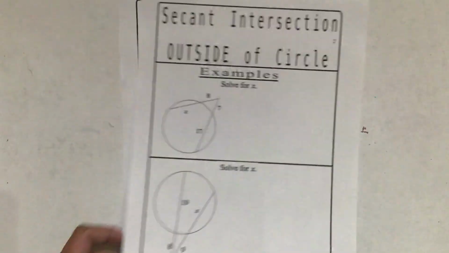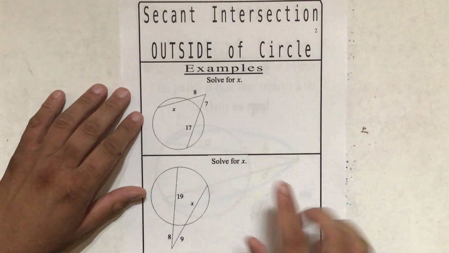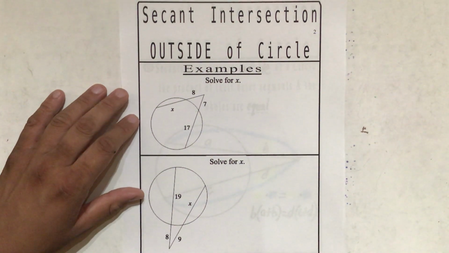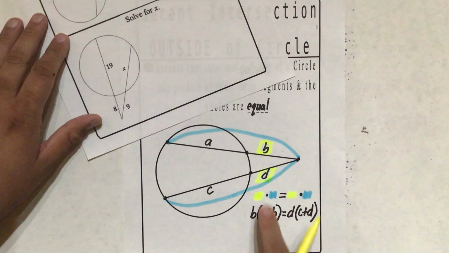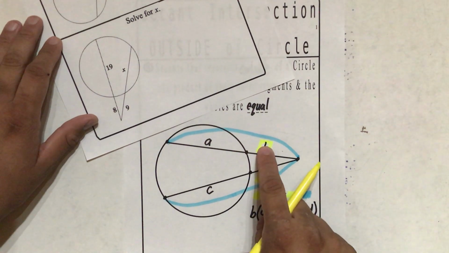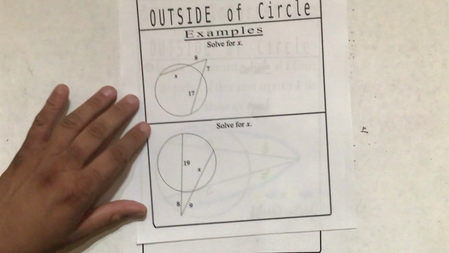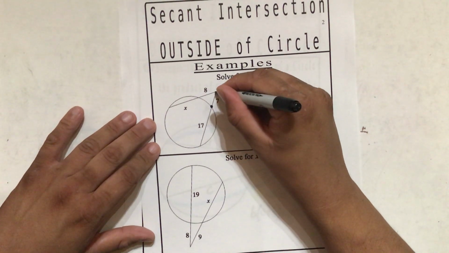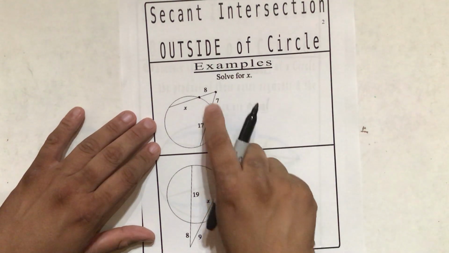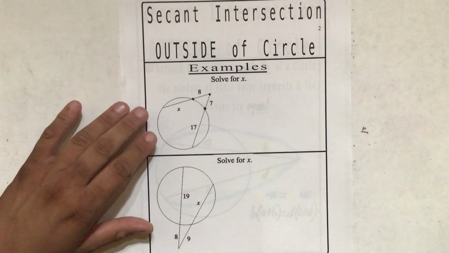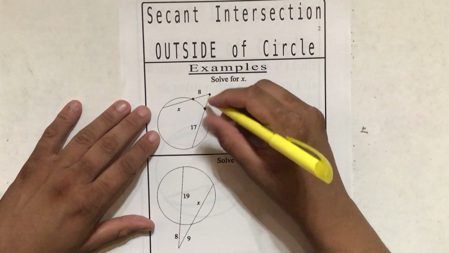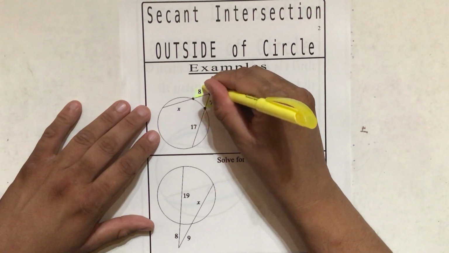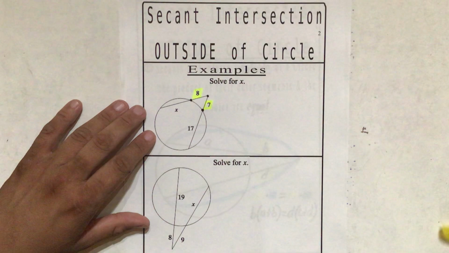So let's take a look. Here's our first example. It says solve for x. We're going to get x by itself. So let's do this first. Which is yellow? The two outsides here, right? So if I put my point here, and I point here, and there, these are two segments that are outside the circle. So this is my yellow, 7 here, and this is my yellow, 8.